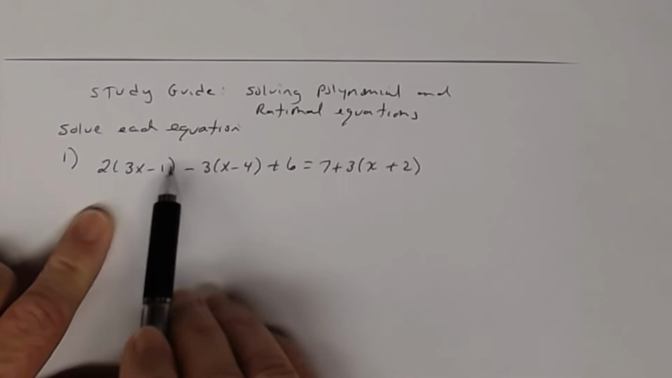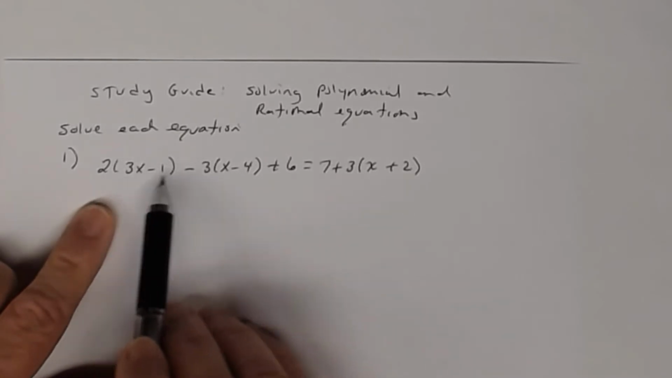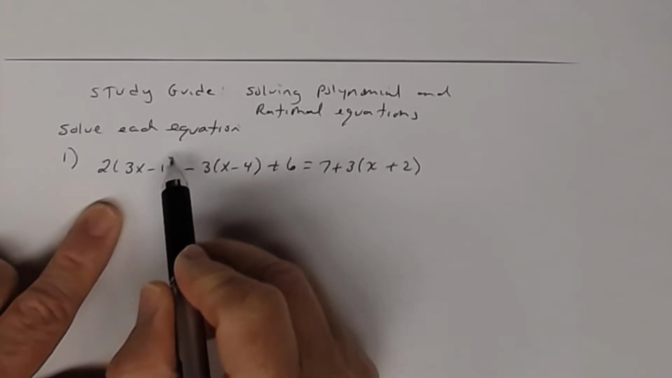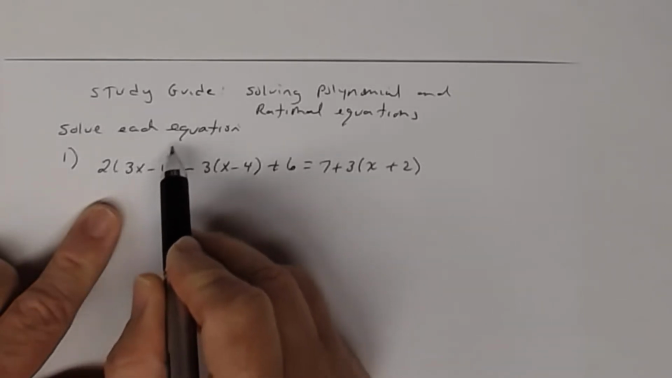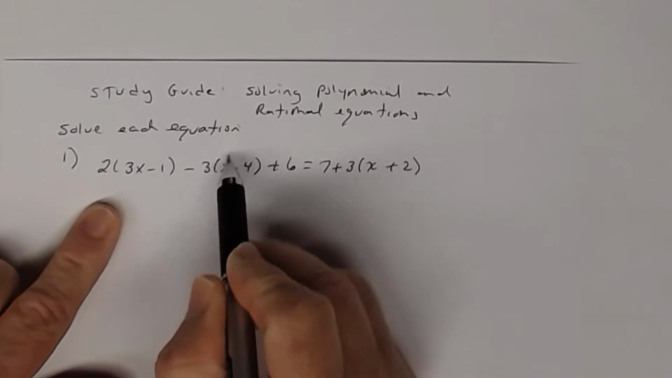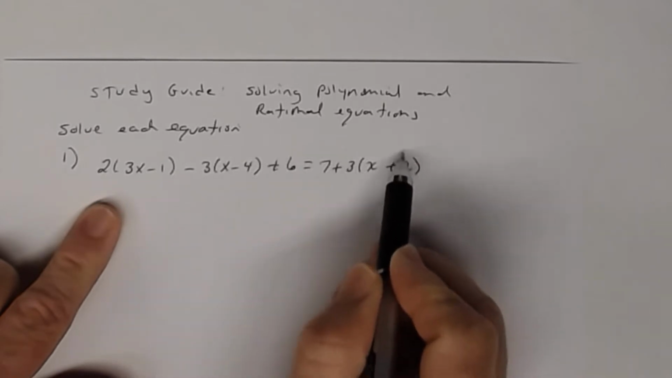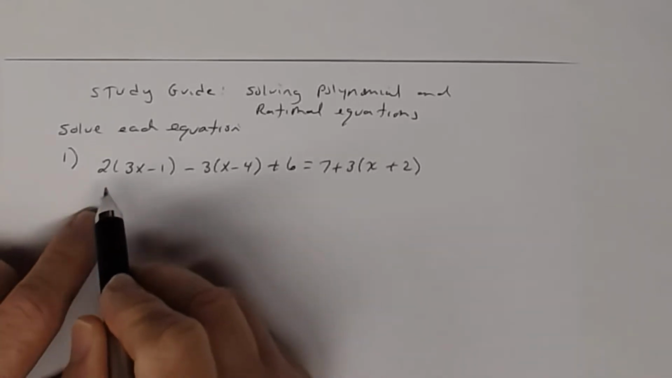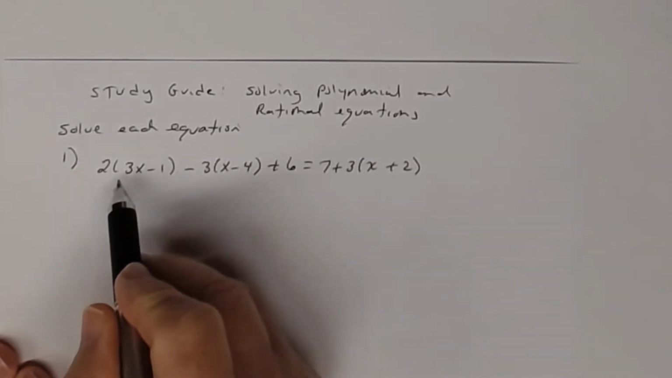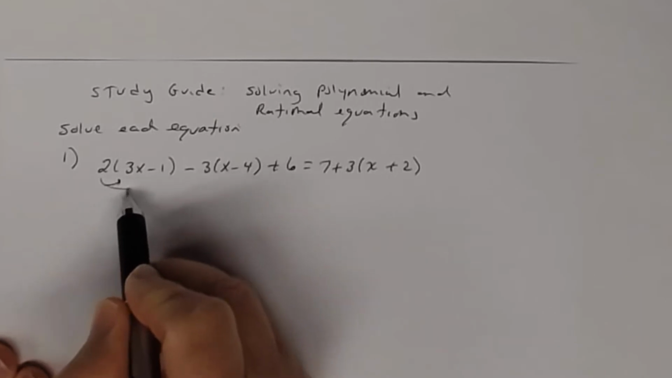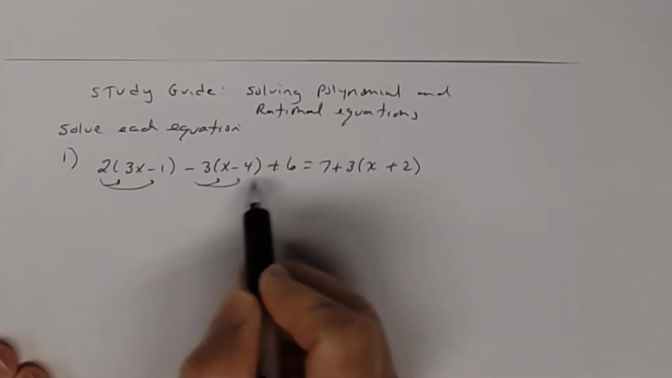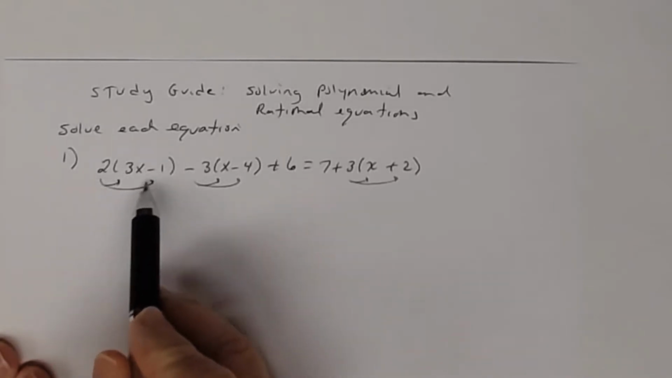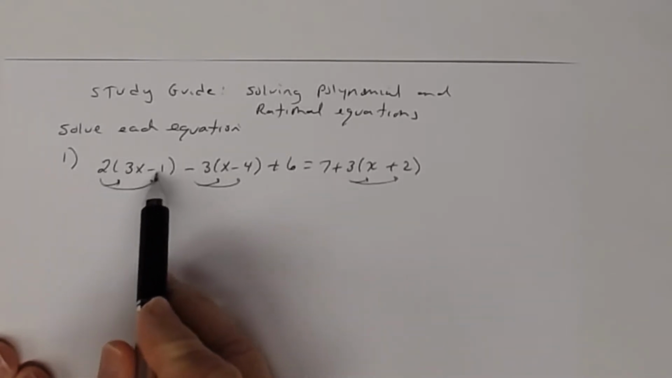Now, one of the things you want to notice is that you have some parentheses here, and the expressions inside the parentheses are being raised to the first power. See, x minus 4 to the first, x plus 2 to the first. Since that's the case, the first thing you want to do to solve this linear equation is to use the distributive property in each of those cases. On the left-hand side, I see 2 times 3x minus 1.